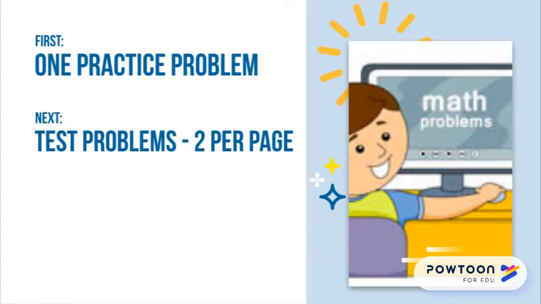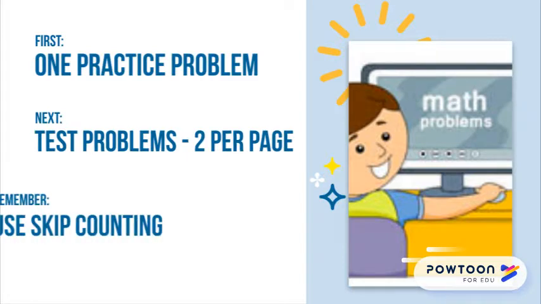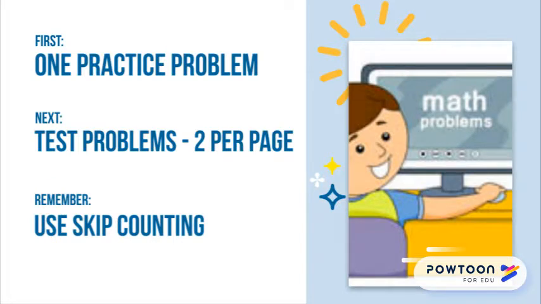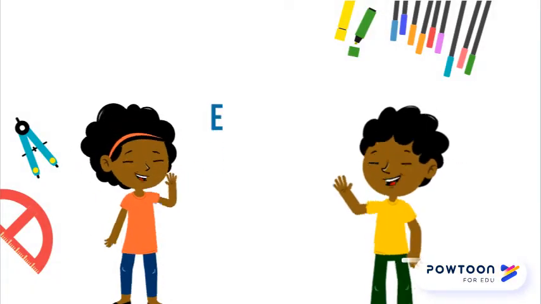Lastly, skip counting will be very helpful in this test. Most of the problems here can be solved by skip counting forward or backward from any number. You know how to do that. Let's look at our first example.